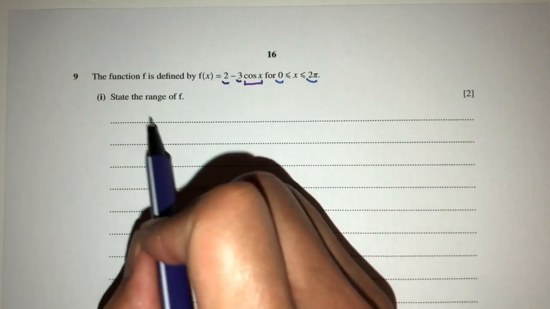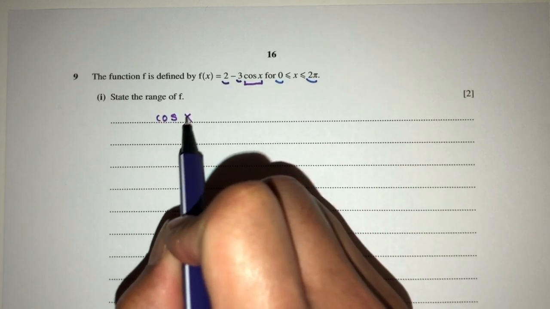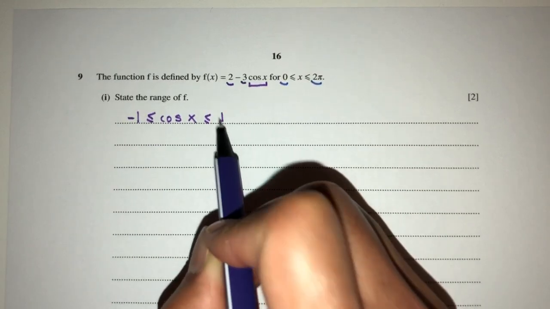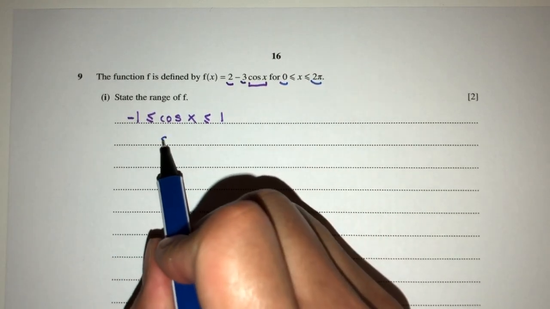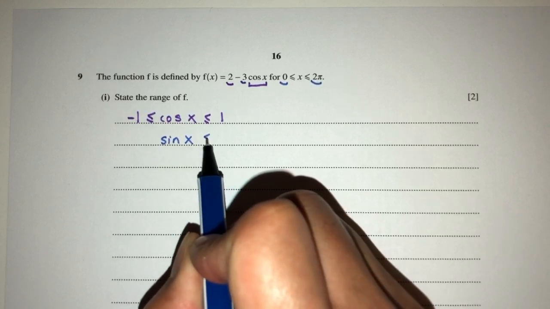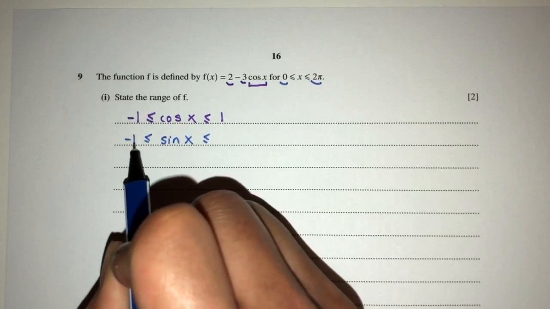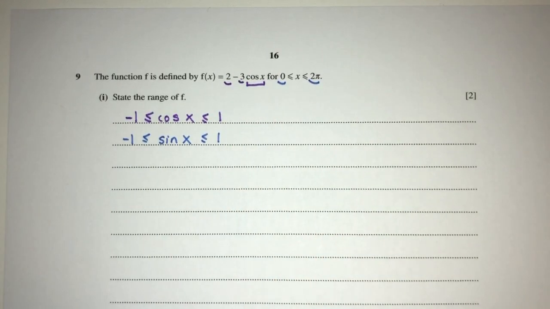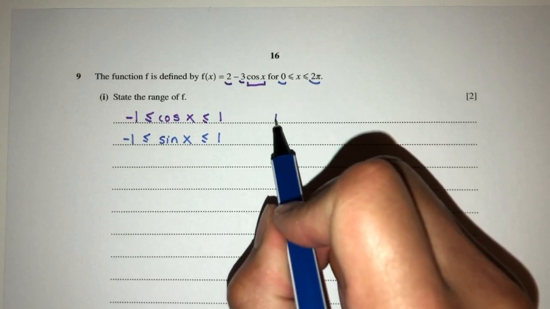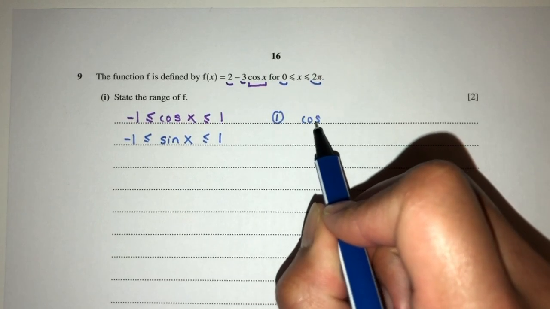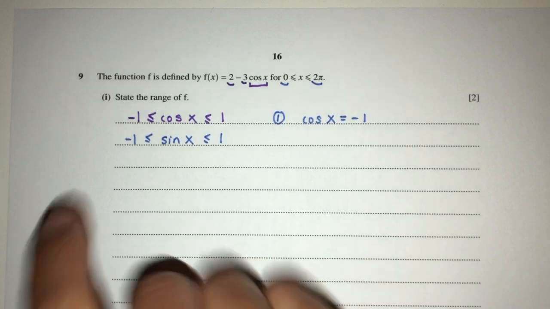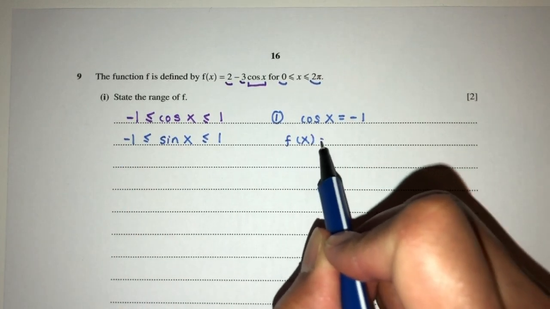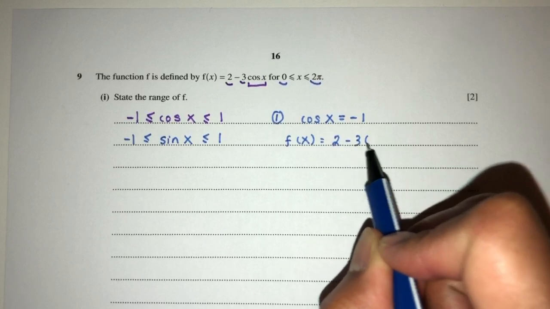Now, you have to know, cos x can only be between the values of -1 and 1, and the same for sin x. For those two, you have to know that they are always between those two values, and this helps you to find the max and the minimum value. So, pretty easy. Case number 1, we let cos of x be -1 to find the extreme values. Then f of x will be 2 minus 3 times -1.